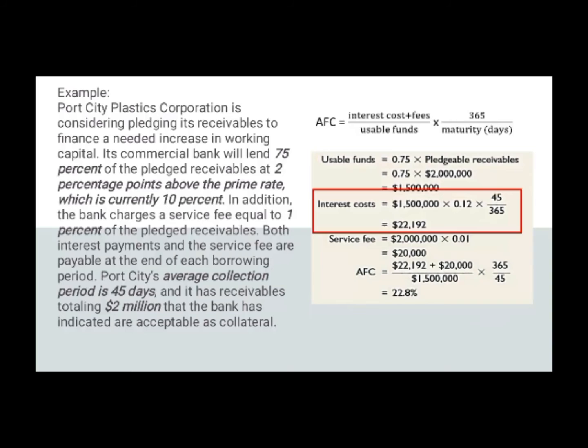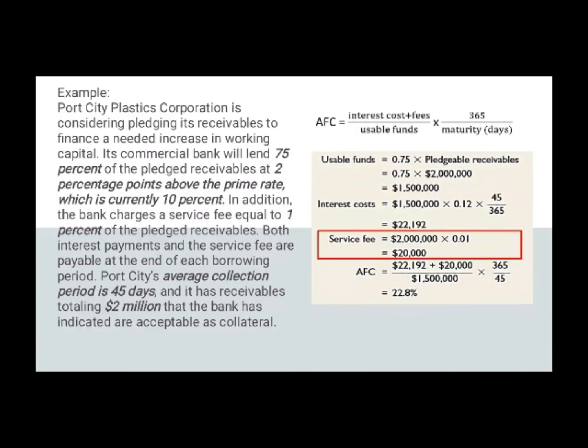Now let's compute the interest cost. The formula is usable funds multiplied by interest rate and multiplied by average collection period over 365. Our usable funds is $1,500,000. Then our interest rate is 2 percentage points above the prime rate, which is 10%, therefore giving us 12%. And our average collection period is 45 days over 365. So we just multiply that and it gives us $22,192 as the value for our interest cost.